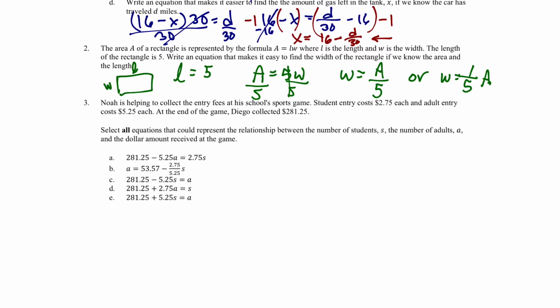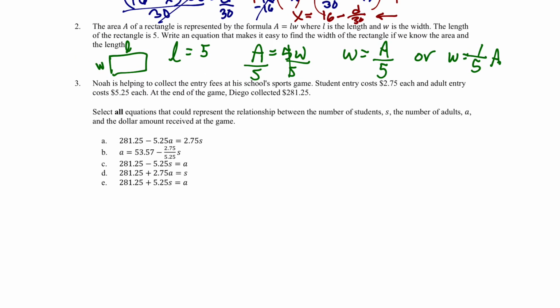All right, let's look at number 3. Noah is helping to collect the entry fees at a school sports game. Student entry costs $2.75 each, and adult entry costs $5.25 each. At the end of the game, he has a nice big total of $281.25. If we look here, it has A's and S's. So we know that A is adult and S is student. Let's go ahead and write an equation for that.